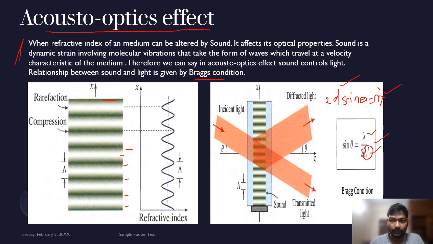So this is basically the basic Bragg's law, and from here we are getting sine theta equal to, for n equal to 1, lambda by 2 eta dash. So that is basically the acoustic-optic effect. In a nutshell, in the acousto-optic effect, you are using sound to manipulate the light. How are we doing this? The sound affects the refractive index of the material on which light is incident by making compressions and rarefactions.